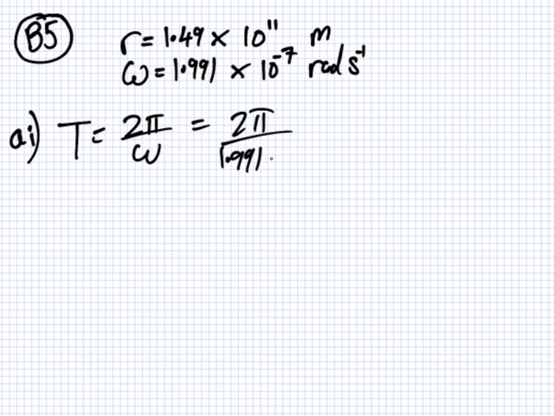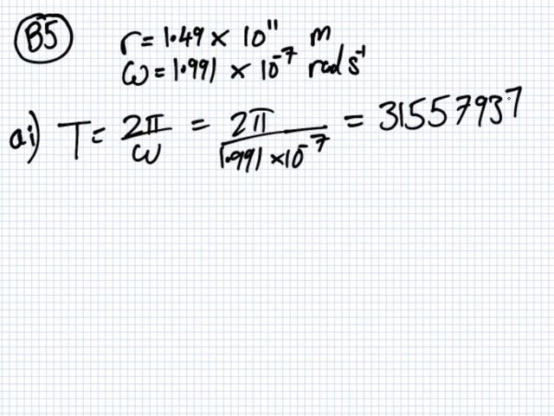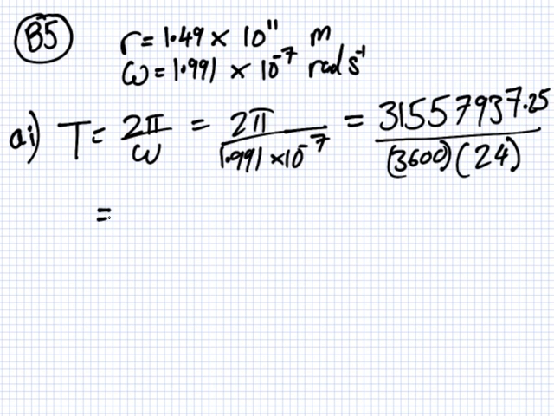So what did you get here when you divided? Firstly, probably loads of seconds. Read them all out, digit by digit. What have you got? 3155, 7937. Point 0.25 divided by this. If we divide by 3,600, that's hours, and then divide by 24, that makes it days. That's a year. Yeah, what you got? 365.